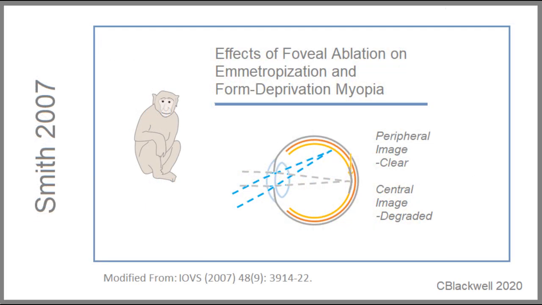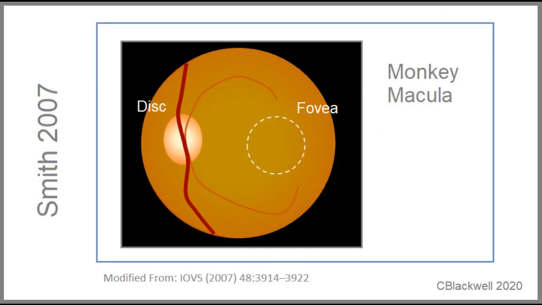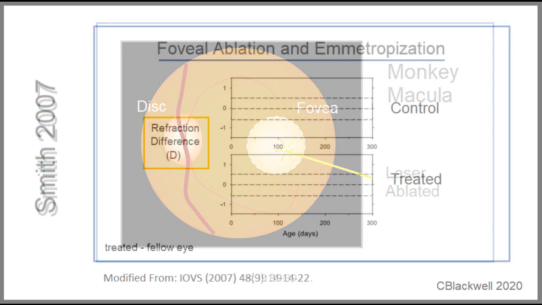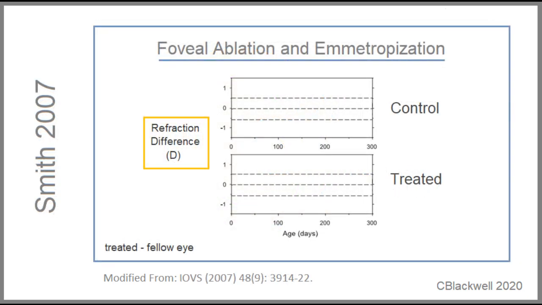In 2007, the Smith group used a laser to destroy the central fovea in one eye. This is a cartoon of a normal monkey retina showing the region of the fovea. Here, using a laser to destroy the fovea. The results are presented in the same format as the previous Smith studies, comparing difference in refraction between the untreated eye versus the laser-treated eye.